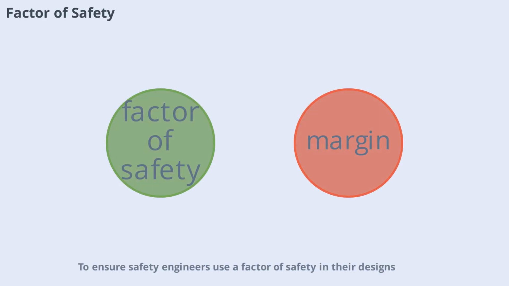To ensure safety, engineers use a factor of safety in their designs. This means structures are designed to withstand loads greater than those expected in use. The factor of safety accounts for uncertainties in materials, loads, and construction. It's a critical part of structural analysis, providing a margin for unexpected events.